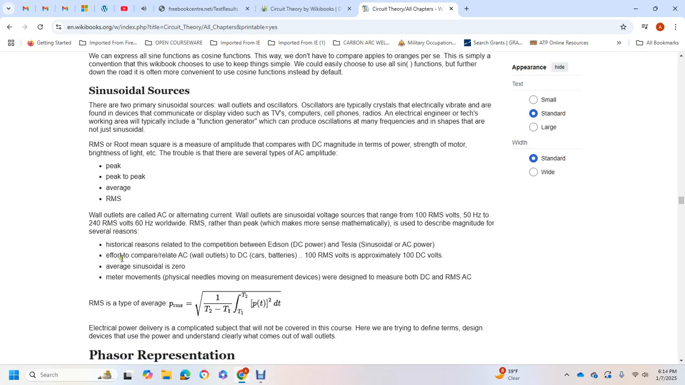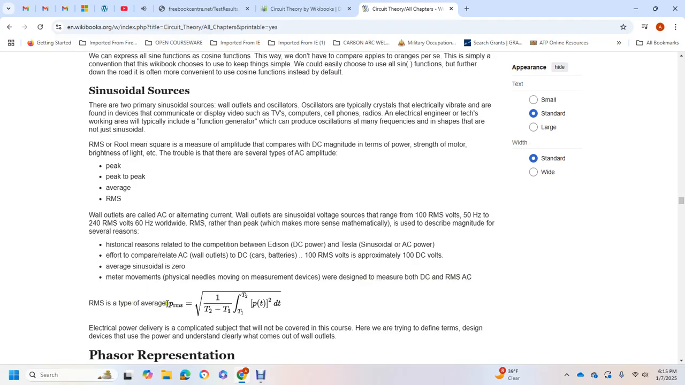The outlets are AC, alternating current, wall outlets, a sinusoidal voltage source ranging from 100 root mean square volts at 50 Hz to 240 root mean square volts at 60 Hz worldwide. Root mean square rather than peak makes more sense for mathematically describing the magnitude, for several reasons, including historical reasons related to the competition between Edison's DC power and Tesla's sinusoidal AC power, compared with AC wall outlets. DC car batteries: 100 root mean square volts is approximately 100 DC volts. Every sinusoidal meter movement has a physical needle that moves, and devices are designed for measurement of both DC and root mean squared AC.